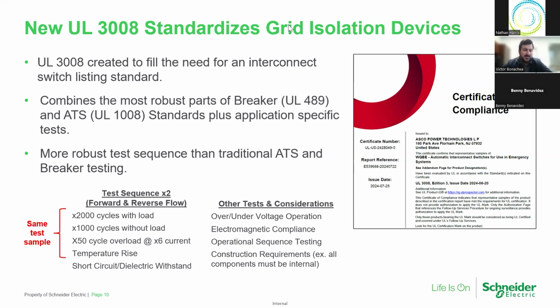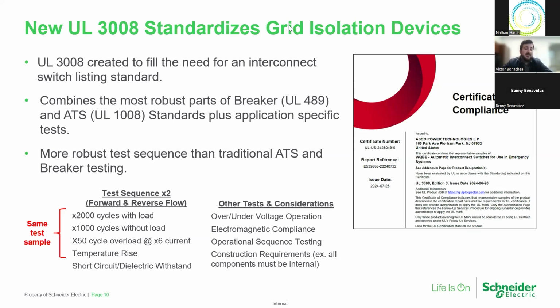So you've got to make sure, if you're doing that, you're looking at UL 3008 listed equipment. Another interesting piece is that all these tests actually have to happen twice. This is a part where it improved beyond the ATS standard, which only requires testing of current flow in one direction, because traditionally, current usually only flowed in one direction.